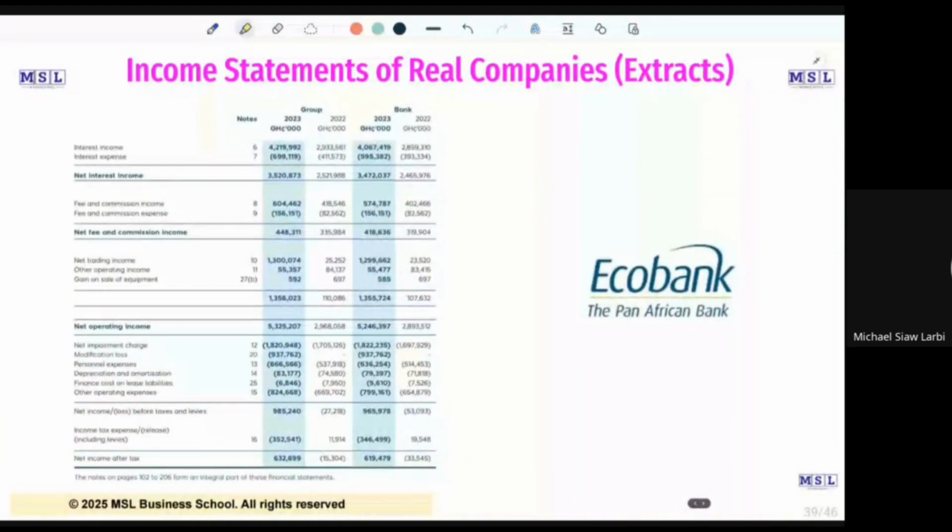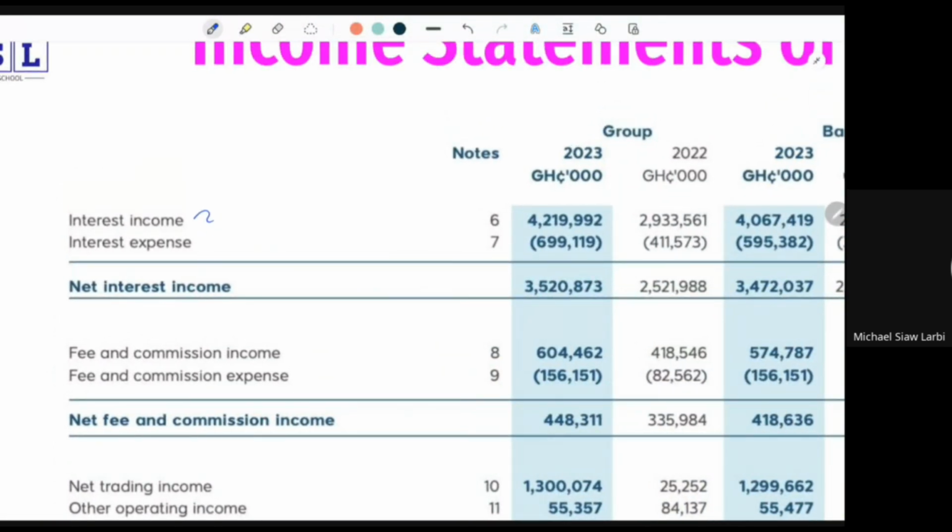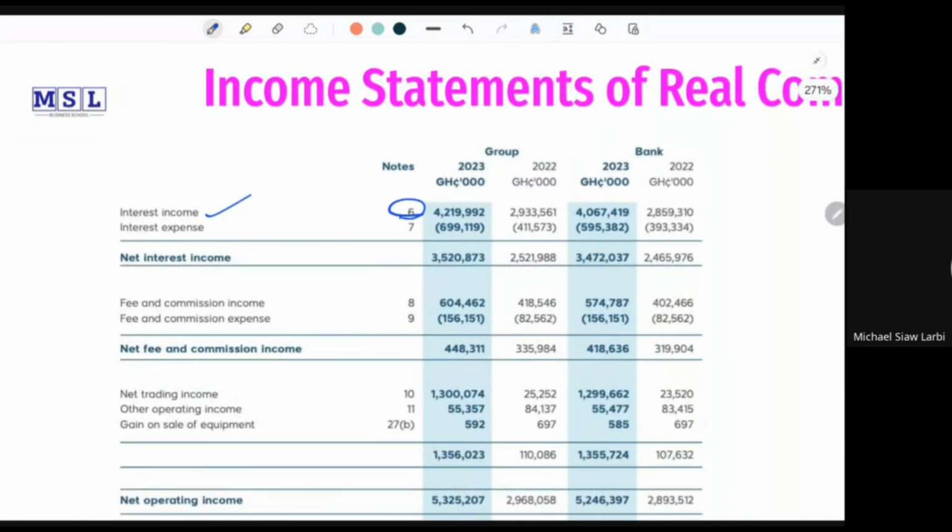I wanted to show you a bank. You are not going to see revenue and cost of sales because banks don't sell anything. Banks take your money, loan it out, and make some money on it. So you start with interest income. This is how much money EcoBank made from what? Giving out your money to others as loans and charging them interest income. Once again, they are telling you, go to note 6 if you want the details. This is in thousands of Ghana cedis. They give you 23 and 22.